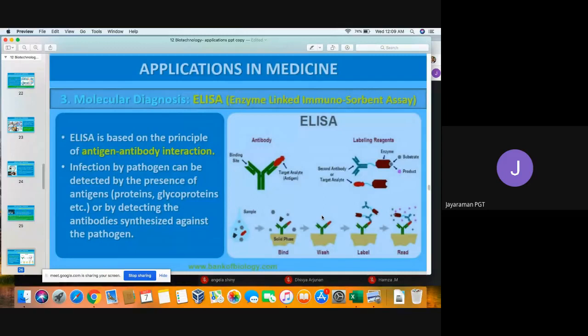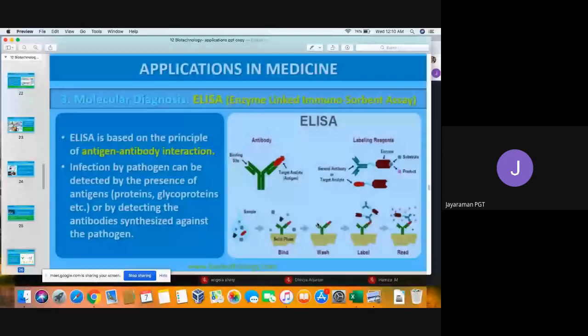If the person is infected with HIV, what happens? HIV shows the presence of a surface antigen, GP120, and then the body will produce antibody. In the HIV infected person, the blood has antibody against the GP120 antigen of the AIDS virus. If the person is not infected with HIV, nothing will bind. So the source of antibody is the infected person's blood.